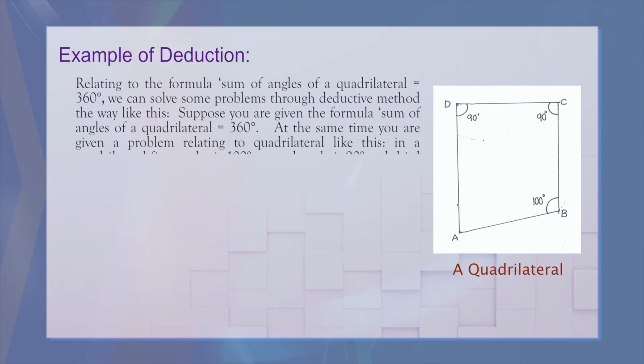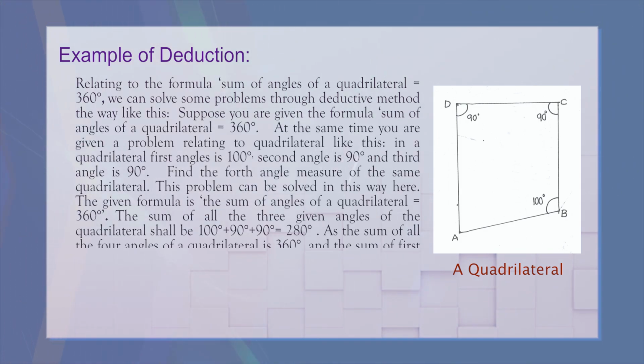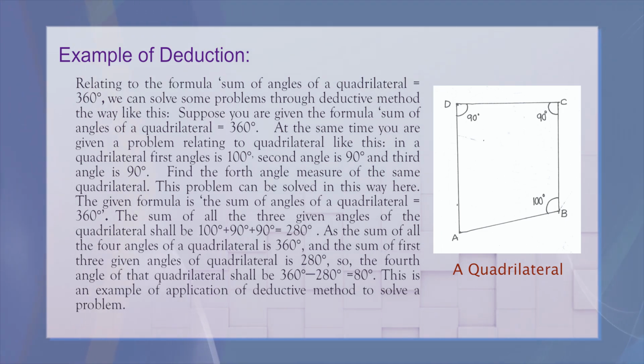Relating to the formula, the sum of angles of a quadrilateral is equal to 360 degrees, we can solve some problems through the deductive method, in a way like this. Suppose you are given the formula: sum of angles of a quadrilateral is equal to 360 degrees. At the same time, you are given a problem relating to a quadrilateral like this. In a quadrilateral, the first angle is 100 degrees, the second angle is 90 degrees, and the third angle is 90 degrees. Find the fourth angle measure of the same quadrilateral. This problem can be solved in this way.